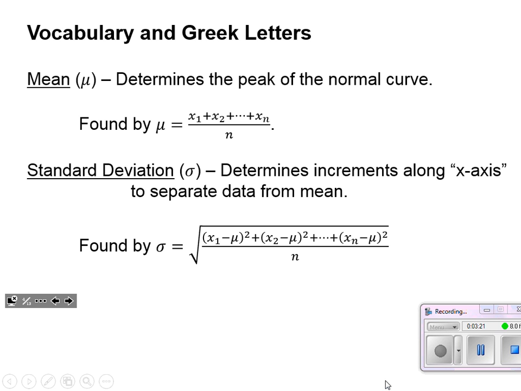Then the standard deviation, that lowercase sigma, that determines the placement of those increments along the x-axis. And it has a pretty complicated formula here, but it's kind of interesting. This square root of things squared, it's really kind of calculating a distance formula for us. And that's exactly what the standard deviation is doing, is it's moving these little distances away from our mean. So that's how we find the standard deviation. Do not worry, we are not going to have to calculate that. I'm just showing you where it comes from and kind of how it ties in.